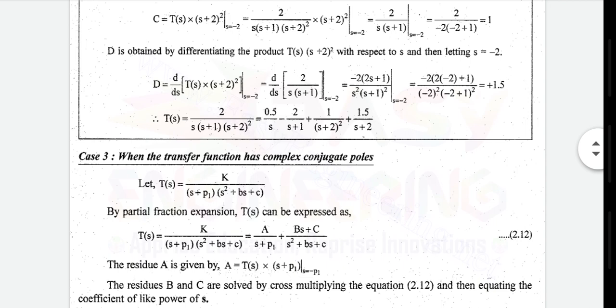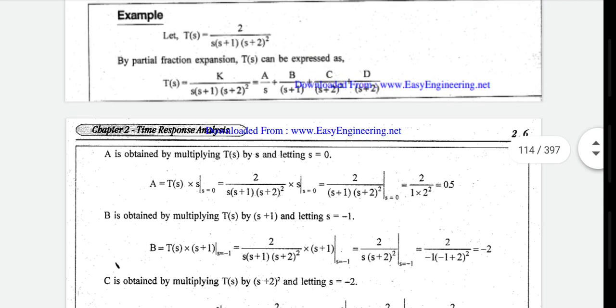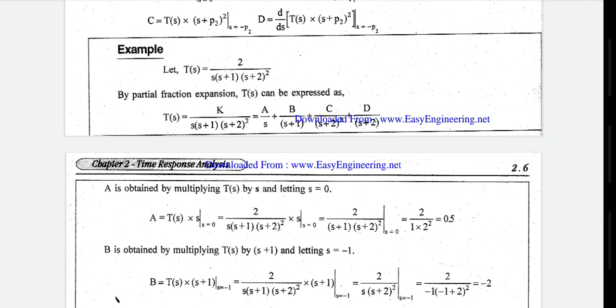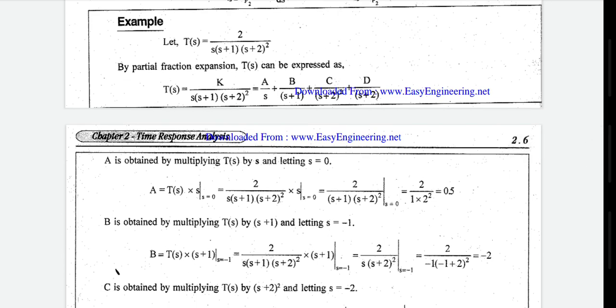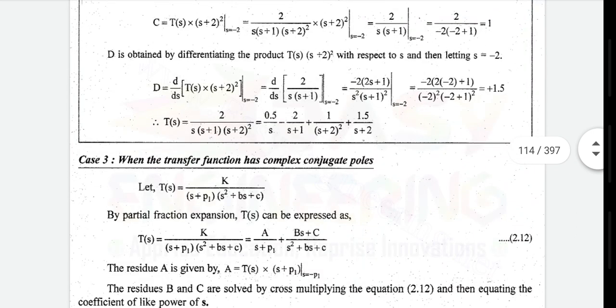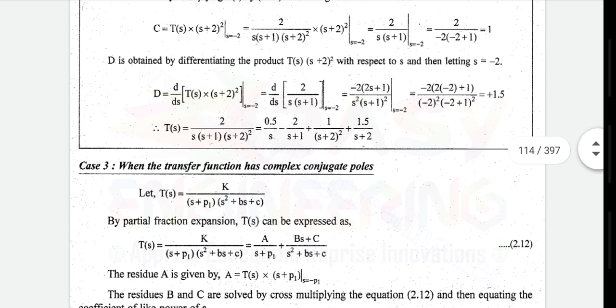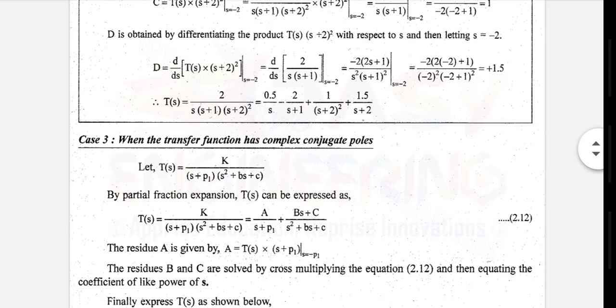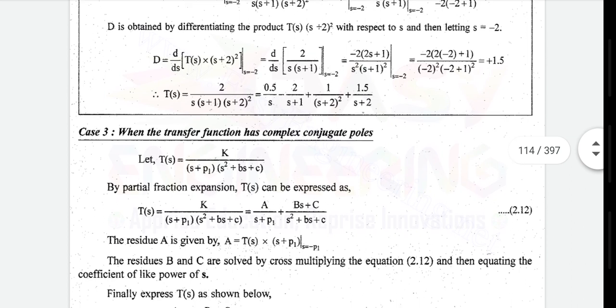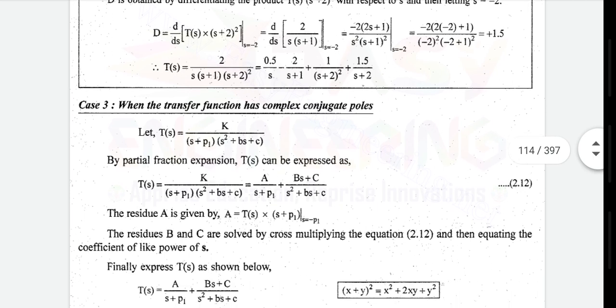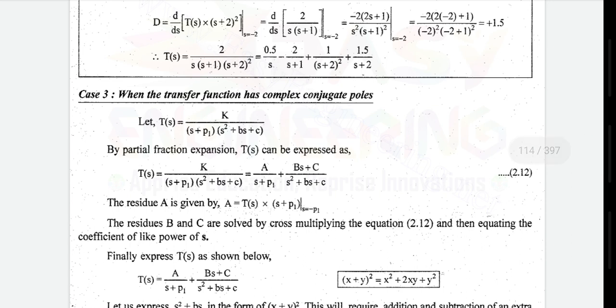Now substitute those residue values in the above equation, that is t of s is equal to a by s plus b by s plus 1 plus c by s plus 2 whole square plus d by s plus 2. Now the actual form is modified as t of s is equal to 2 by s into s plus 1 into s plus 2 whole square, that is equal to 0.5 by s minus 2 by s plus 1 plus 1 by s plus 2 whole square plus 1.5 by s plus 2. This is the final transfer function.